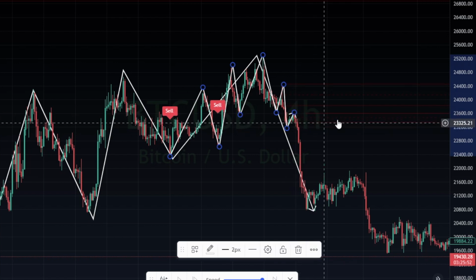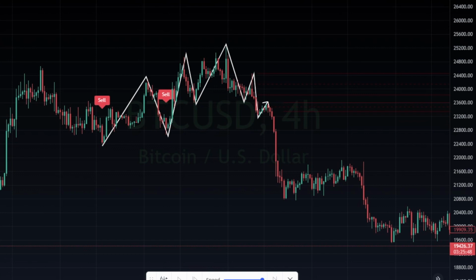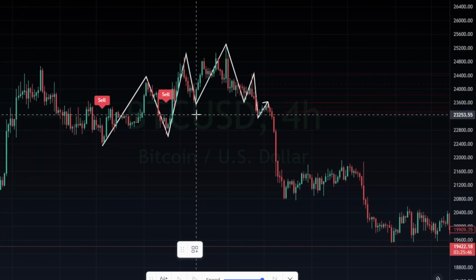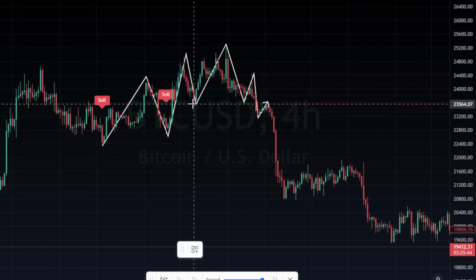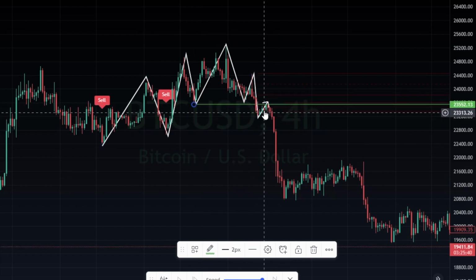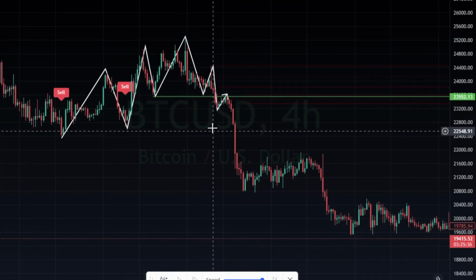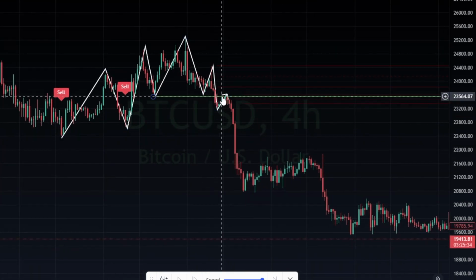Right here. All right, so let me show you. You had a structure break right here. That broke that structure. We have a change of character, and right here you could have sold on a lower time frame. So on this pullback, you could have dropped to a lower time frame. Hopefully it lets me get that data.